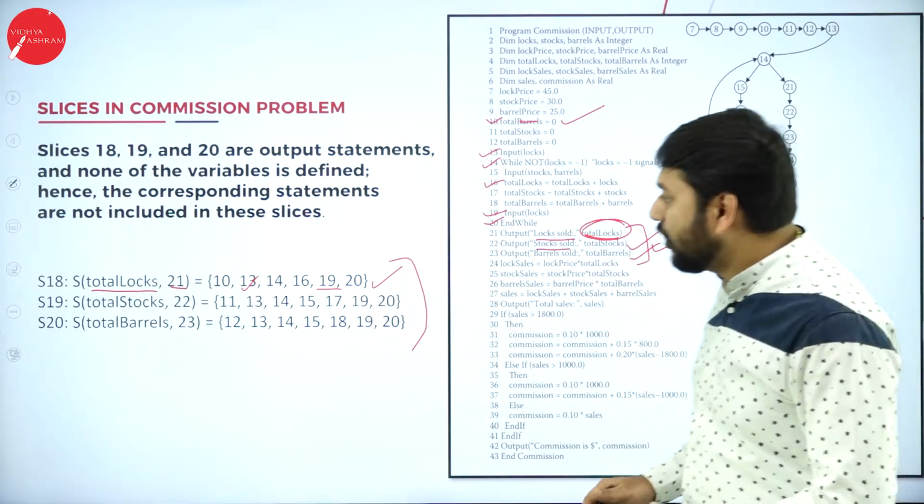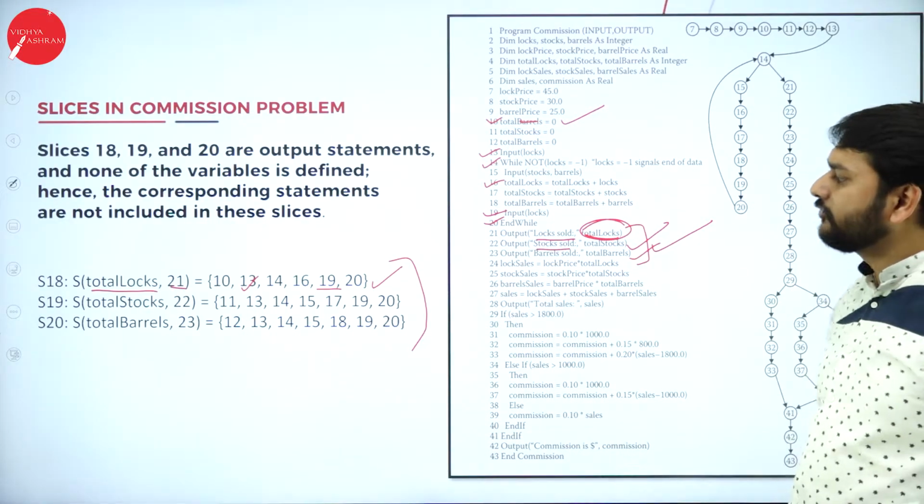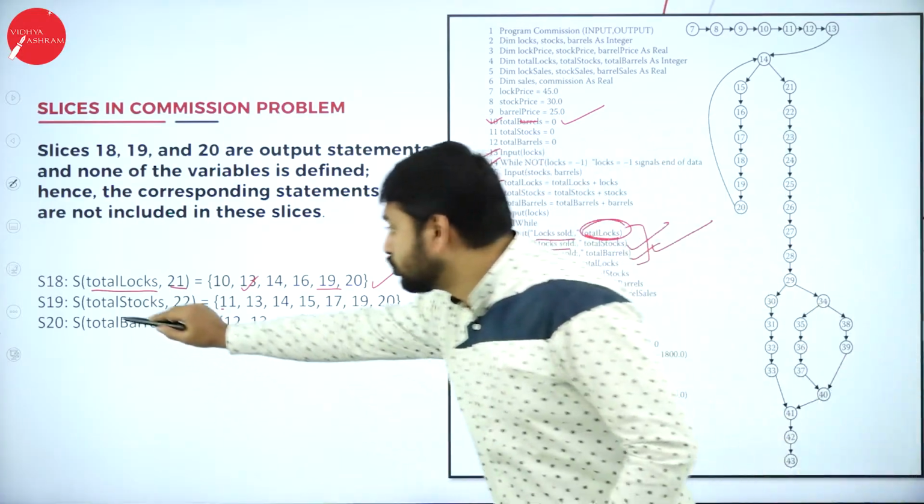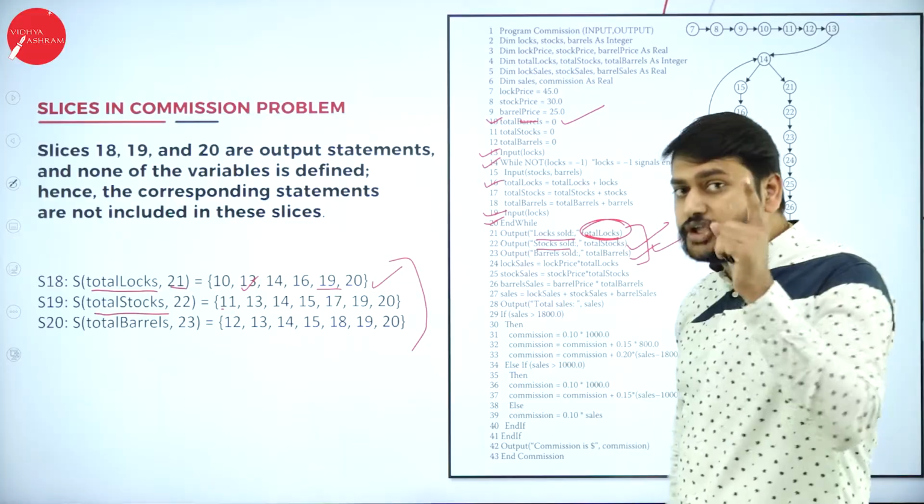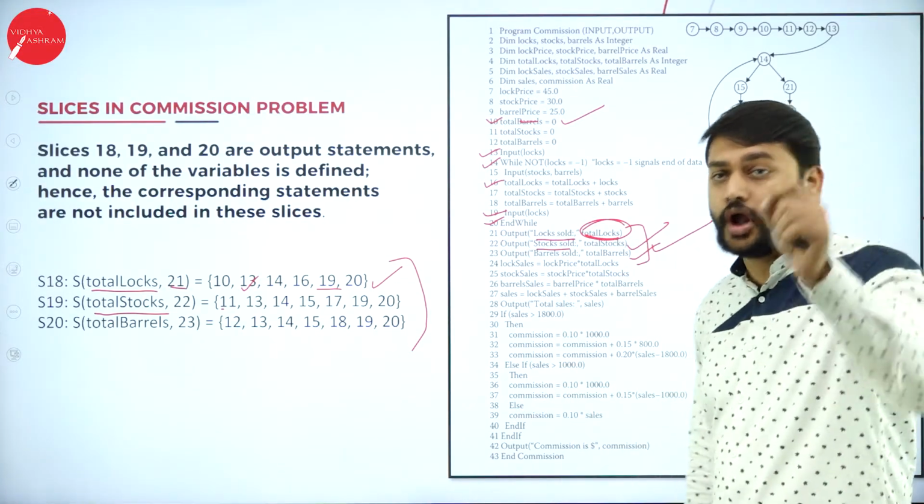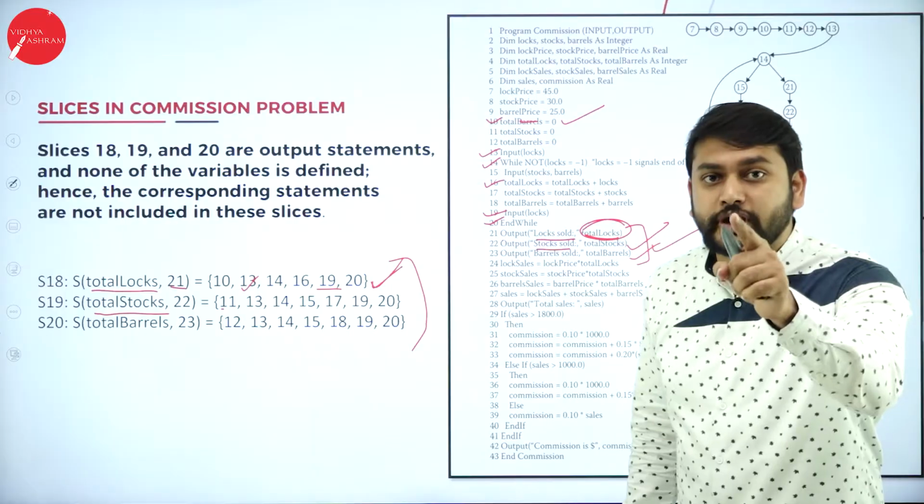When it comes to the second one, guys, please observe. What is the next one that we have? Line number 22, that is total stocks. One thing you need to observe with respect to the previous one: for the change of value in the total logs, I have to execute this path. That's what you need to remember.